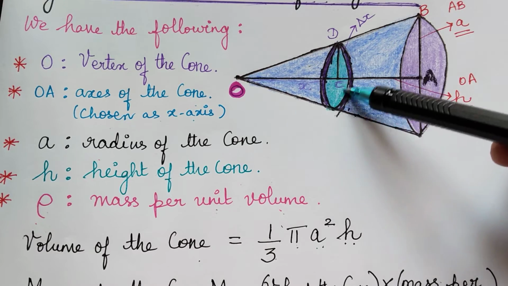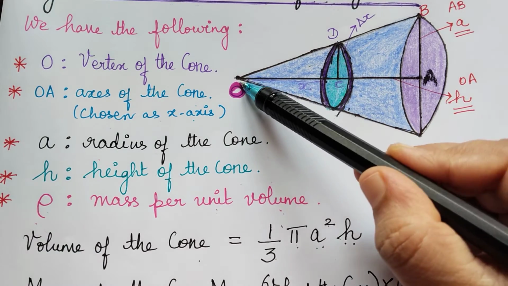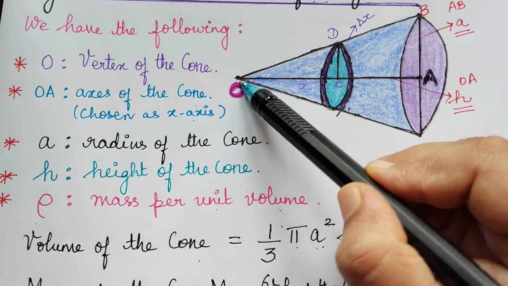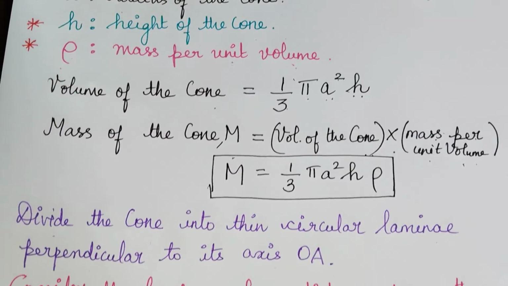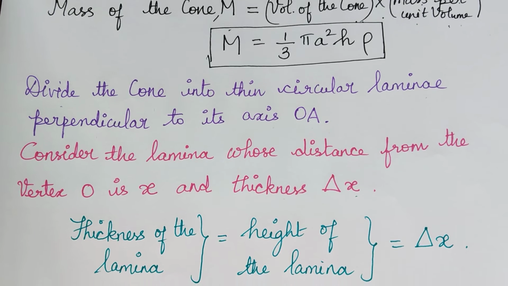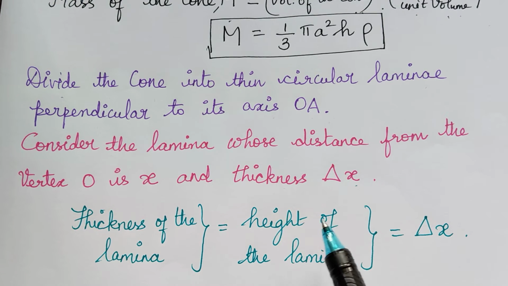So this is one such lamina which is taken at a distance x from the vertex O, and the thickness is delta x. The thickness of the lamina will become the height of the lamina, which is equal to delta x.